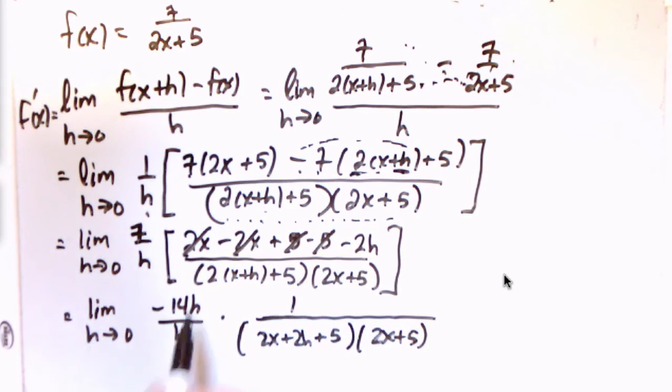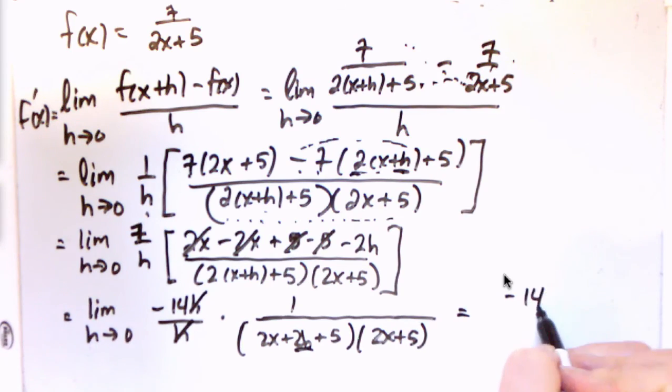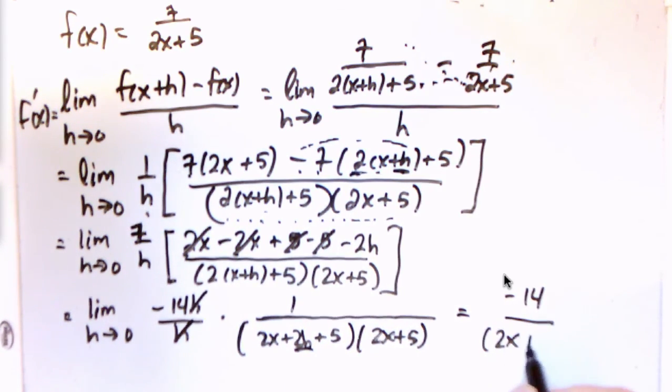Alright, now as h goes to 0, after canceling out that h, I'm in a position to use direct substitution. This minus 14 is still here. This h is going to 0. And finally, we're left with minus 14. Downstairs, 2x plus 5, this h has gone to 0, times 2x plus 5, or 2x plus 5 squared.